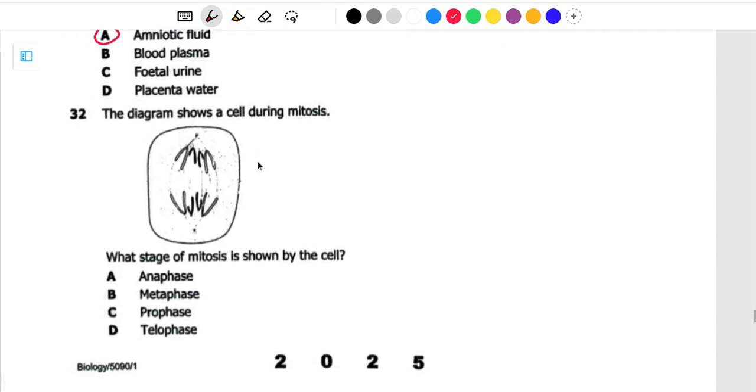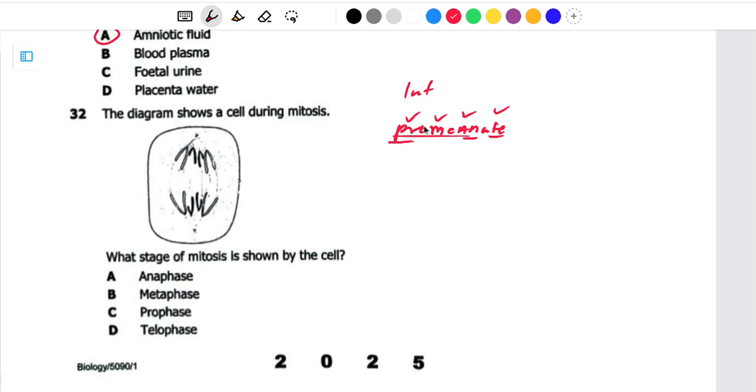Then we have 32, which is saying the diagram shows a cell during mitosis. So mitosis is divided into, we have the interphase, of course, the interphase where the cell is going to prepare itself by gathering nutrients and other factors which are necessary for cell division. So we have what we call the prophase, metaphase, as well as anaphase and telophase. So it has 1, 2, 3, 4 phases.